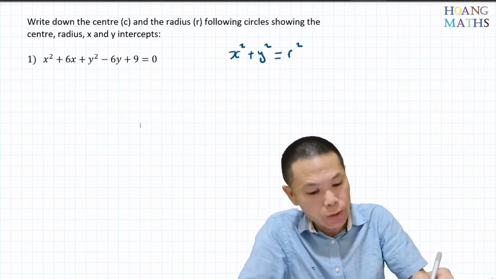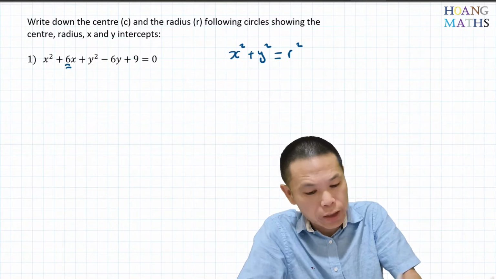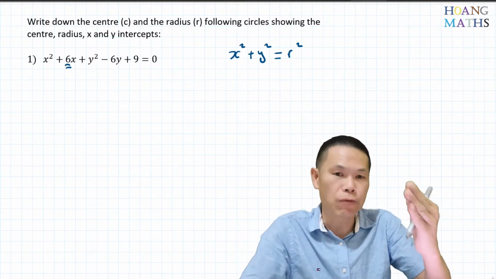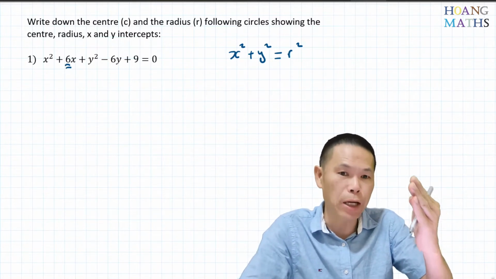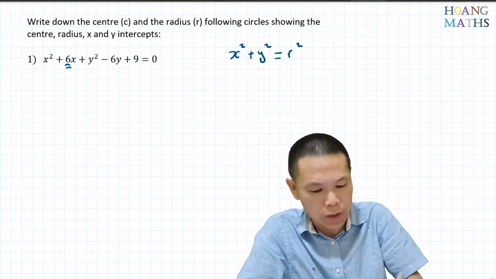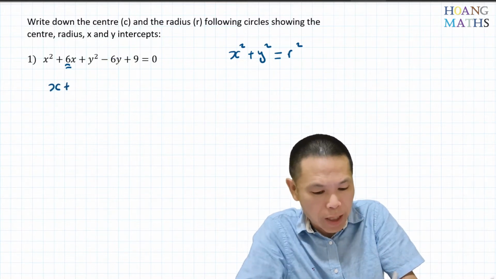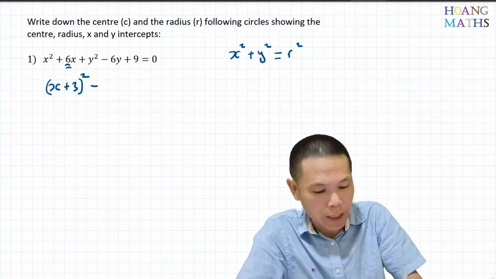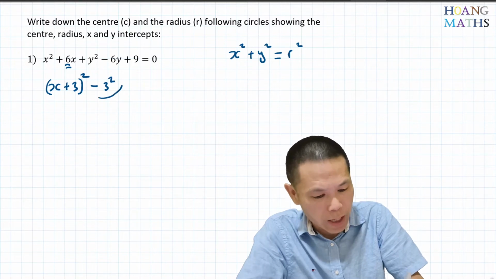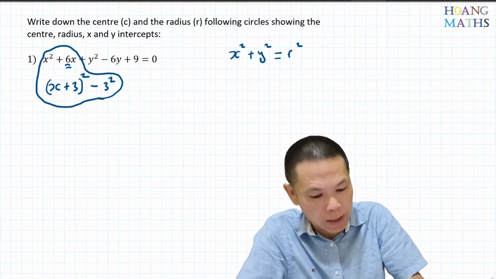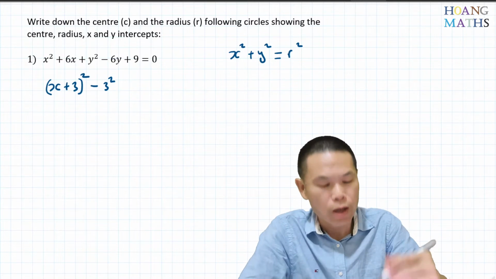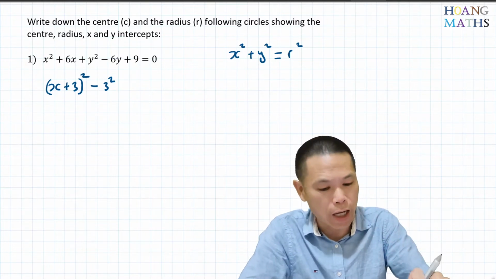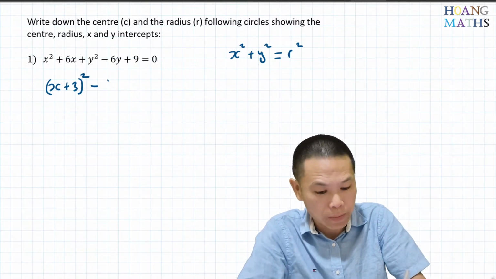So we need to make this into a perfect square by dividing the coefficient of x by 2. So 6 divided by 2 is 3. So x plus 3 all squared. And then we need to minus the 3 squared out. So minus 3 squared. Now this is exactly the same. But we know that 3 squared is 9, so just write minus 9.